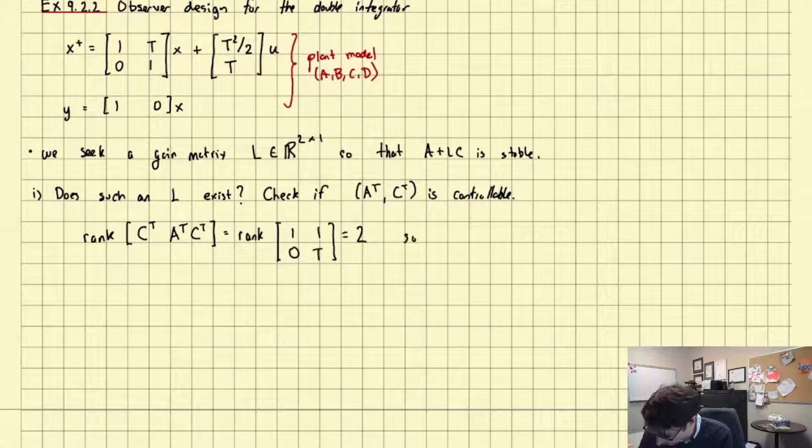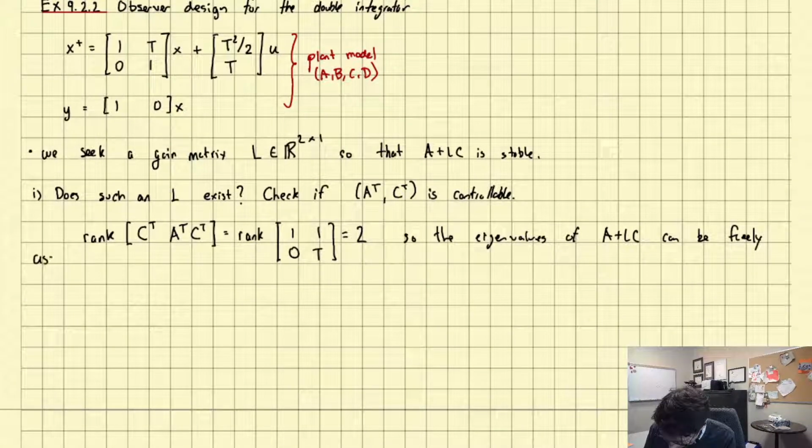So the eigenvalues of A plus LC can be freely assigned. Which means that our observer is going to work for this system. Right? We just have to pick L so that A plus LC is stable. So, to design L.